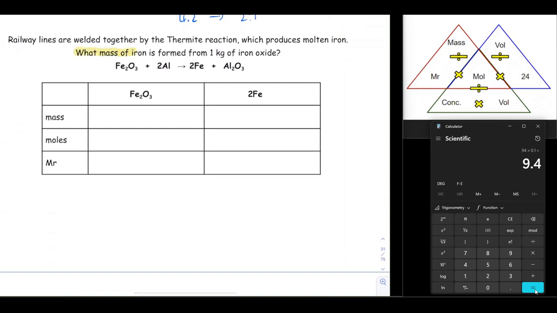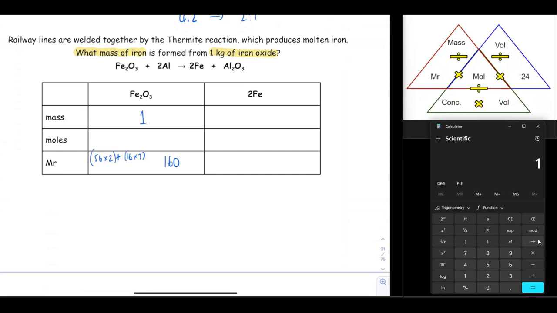What mass of iron is formed from 1 kilogram of iron oxide? So we've got 1 kilogram of iron oxide. The relative molecular mass of iron oxide is 56 times 2 plus 16 times 3. Let's do that on our calculator. 56 times 2 plus 16 times 3 gives 160.